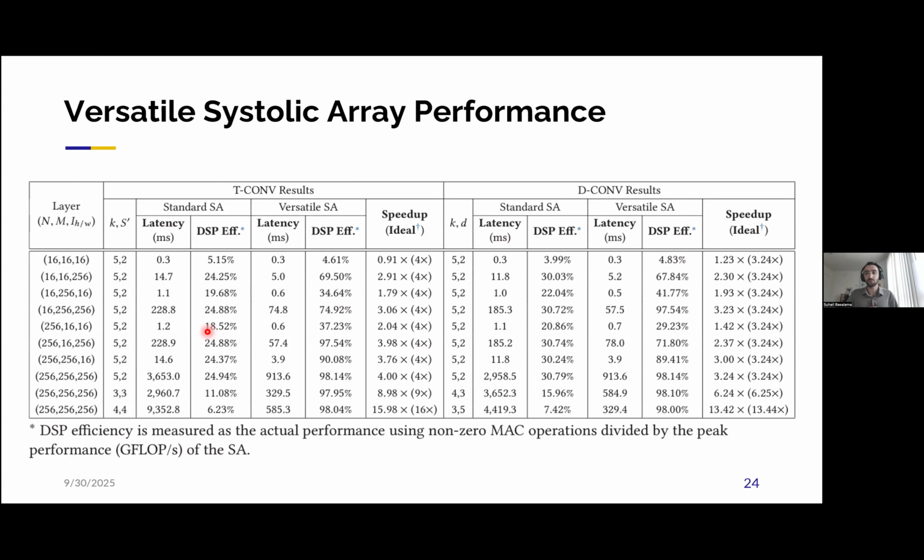And here are more results on the versatile systolic array. Again, when we have small convolutional layers, we cannot achieve the maximum efficiency of the systolic array. But as we reach more and more computationally intensive layers, we reach close to the ideal hardware utilization for both transposed and dilated convolution.